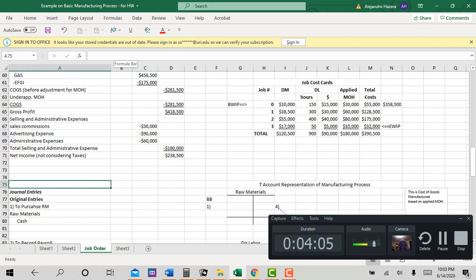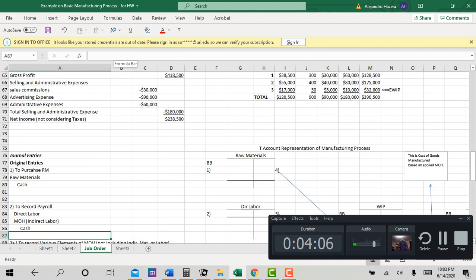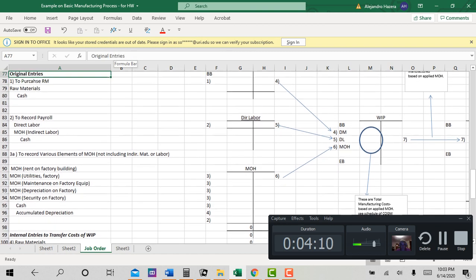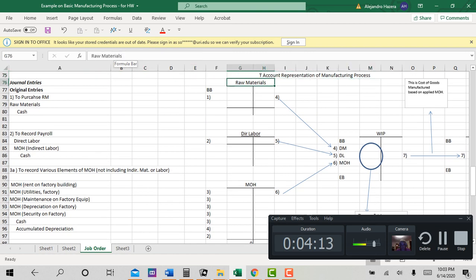Okay, so let's go down and see how these costs flow. You'll notice that I have 3 accounts: one for raw materials, another one for direct labor, and another one for manufacturing overhead. Those are basically the 3 costs that go into a manufacturing process. We're going to make a small adjustment for raw materials, and then we go into work in process.